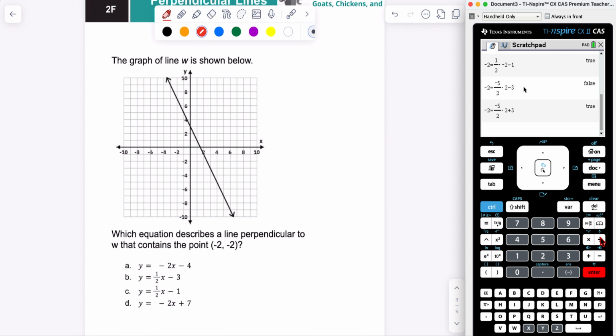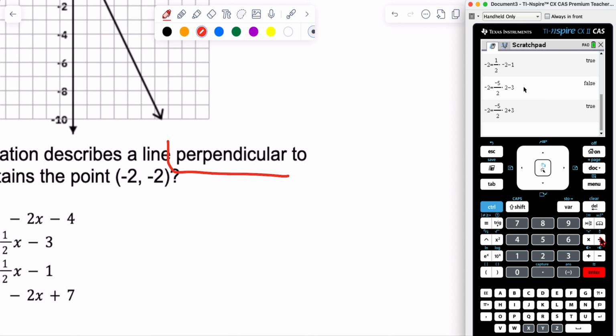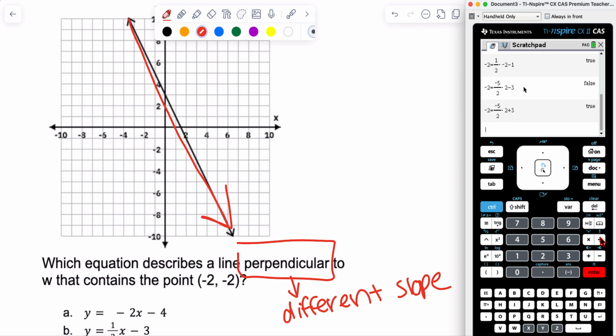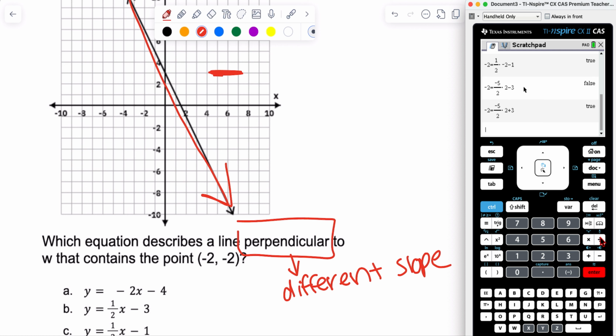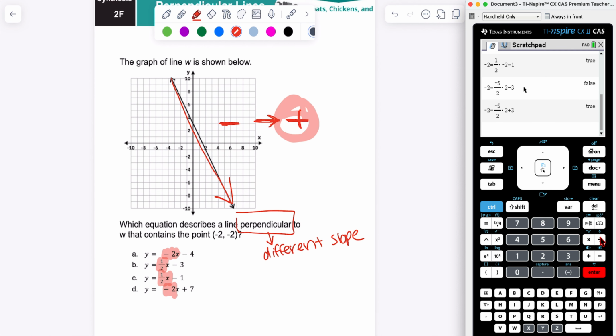It says the graph of the line W is shown below. I have a line. It says which equation describes the line perpendicular to W that contains the point (-2, -2). Remember, perpendicular means different slope. So when I look at this line, I know it's going down. That means it's a negative slope. If it's a negative slope, I need it to change to positive. So I'm looking for a positive slope. Looking at the slopes, I know I'm looking for positive. That means A and D cannot be my answer.